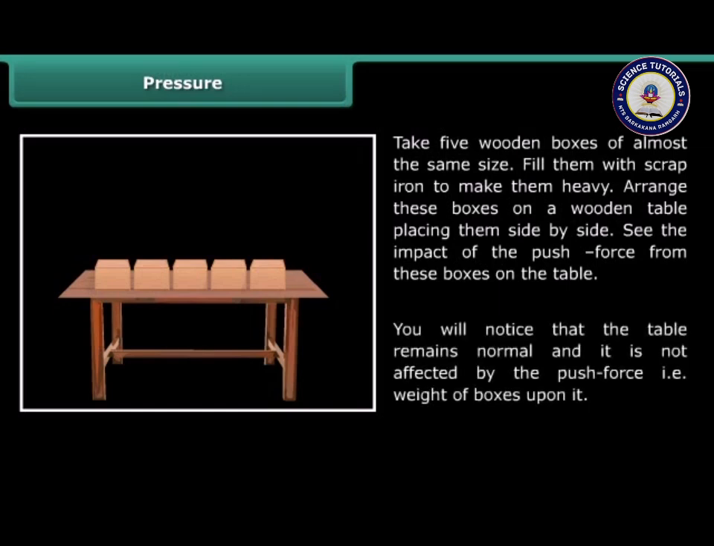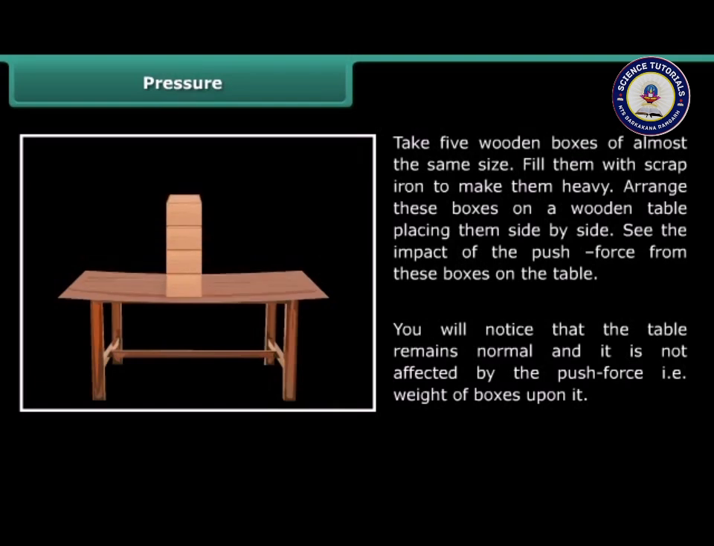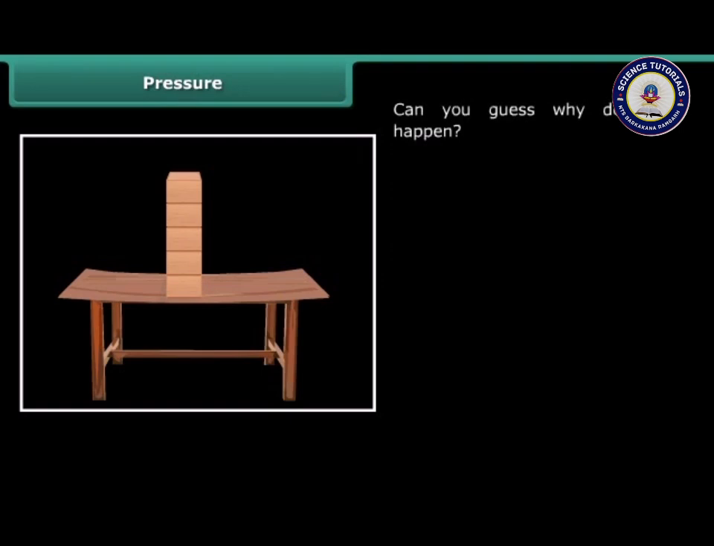You will notice that the table remains normal and it is not affected by the push force, that is, the weight of the boxes upon it. Now, rearrange these boxes on the same table, placing them towards the center and one over the other. Now see the impact. In this arrangement, the table either bends or breaks under the weight of the boxes. Can you guess why this happens?